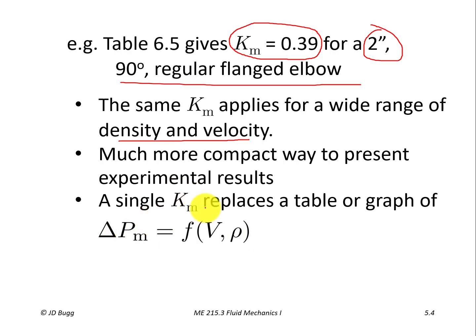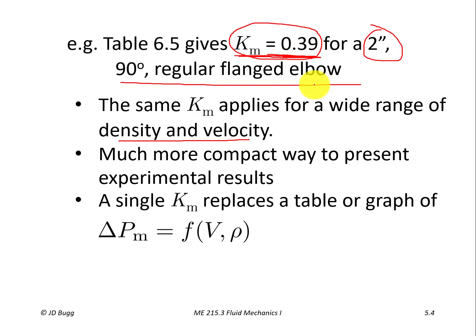Okay, so a very compact way to represent a whole bunch of experimental results is just to give this single value for Km, 0.39. And you can use that no matter what fluid you're pumping through, in other words, different densities, and no matter how fast you're pumping it through the elbow, in other words, different velocities. You don't have to go look up a different pressure drop every time you change those parameters. You calculate the pressure drop from a constant value of Km.